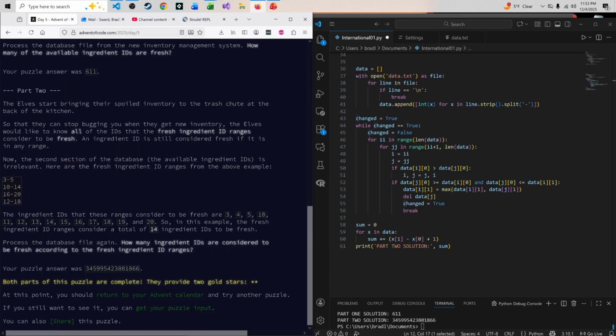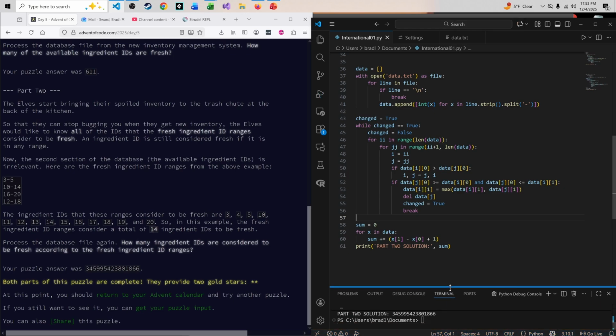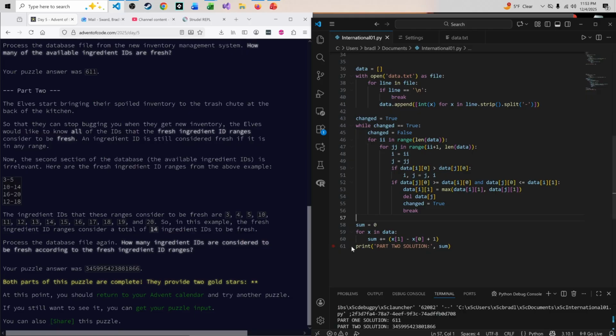Like it does in the puzzle here, right? It's 10 to 20, 3 to 5, and then 10 to 20. That 3 to 5 never makes it. I just wanted to show you how you could reduce 3 ranges down to 1 range. And just to prove it, it takes almost no time to get both parts of our solution for this problem. There's my 611, and there's my long value there. So that is my solution to day 5.